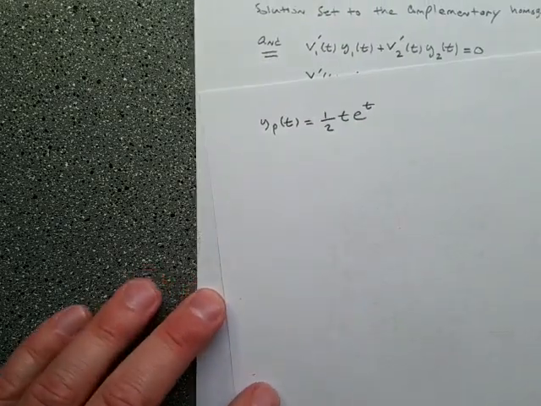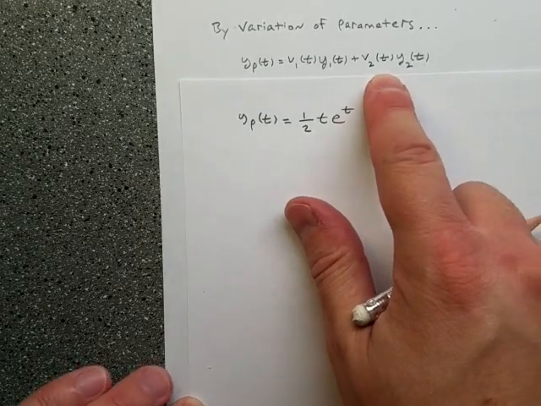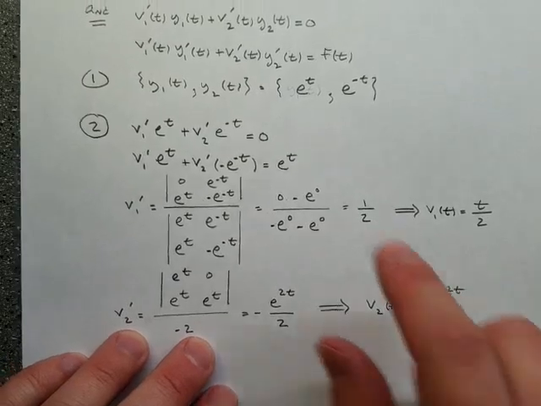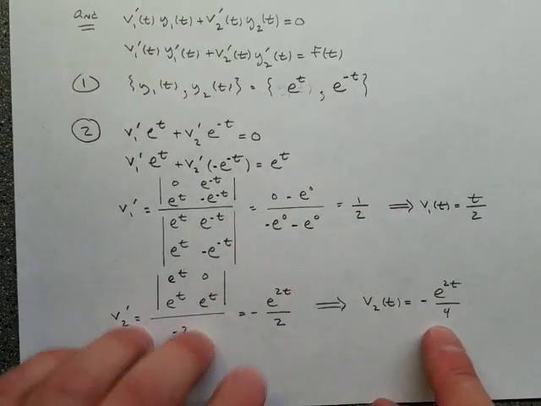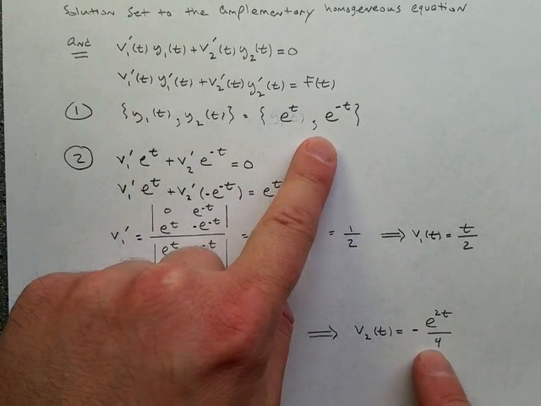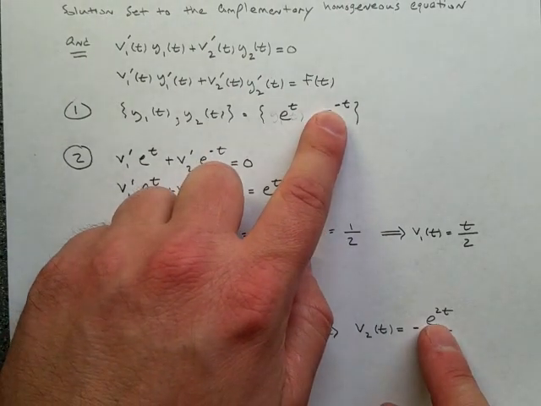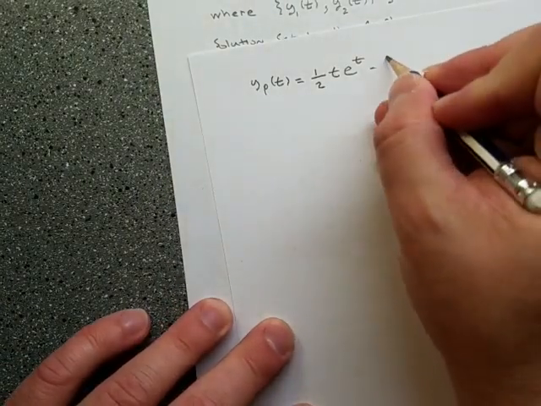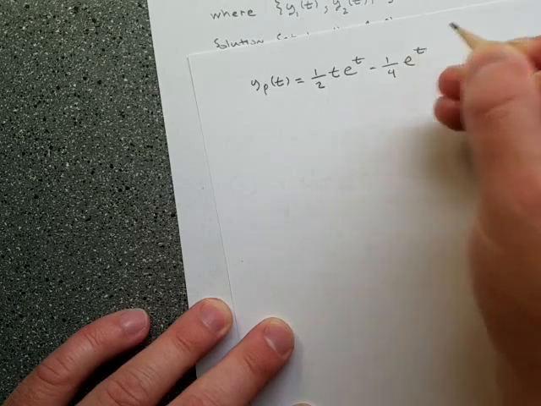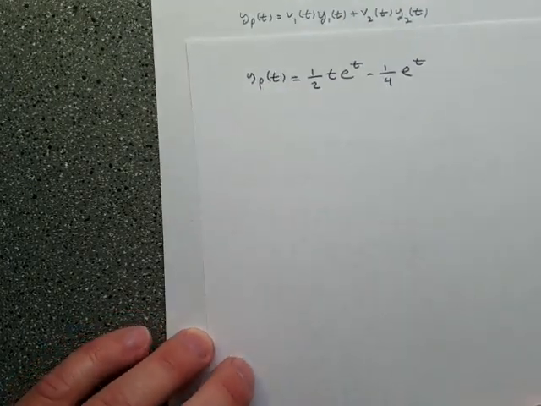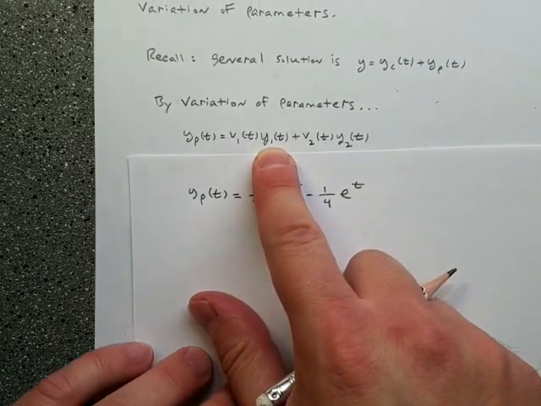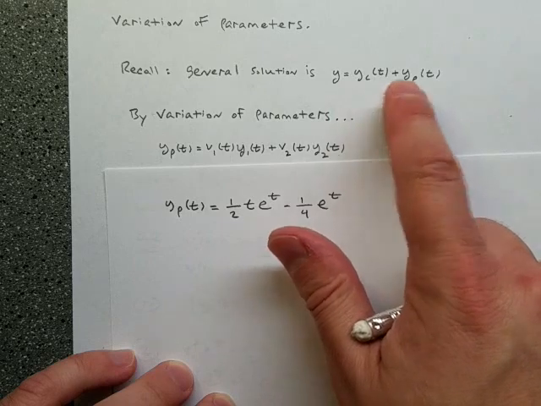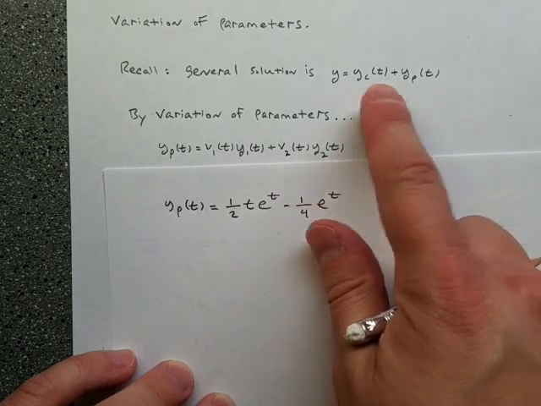And then what? Plus v2 times y2. So v2 is this, and y2 is that. If you multiply those together, it's going to be negative 1/4, and then you add the power, so e to the t. Negative 1/4 e to the t. Now I found this, and I know that one already, and the general solution is made by adding them together. So here's y sub p right there.